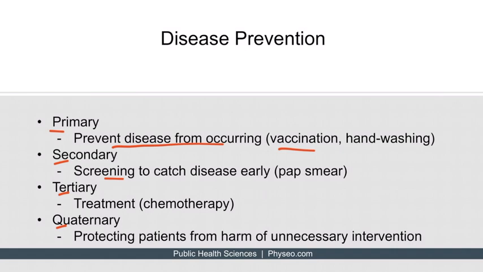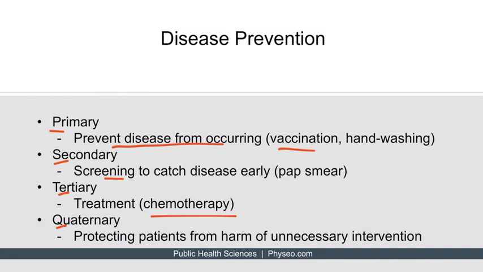Tertiary prevention just means treating a disease to reduce complications and prevent further sequelae of the disease. In the example of a woman who has metastatic cervical cancer because she failed to get the HPV vaccine as a primary prevention and didn't have regular pap smears as secondary screening, chemotherapy would qualify as a tertiary prevention.